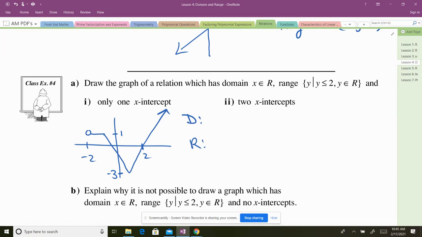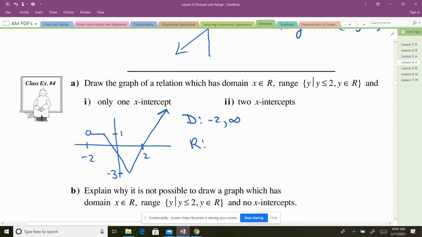So, do domain first. Domain is what values, x or y? X. What's the lowest x value you see? -2. Okay. What's the highest? It's infinity, right? Because see how it goes at an angle with the arrow? So the highest is infinity.